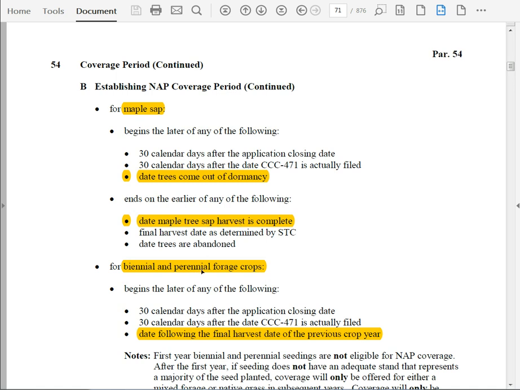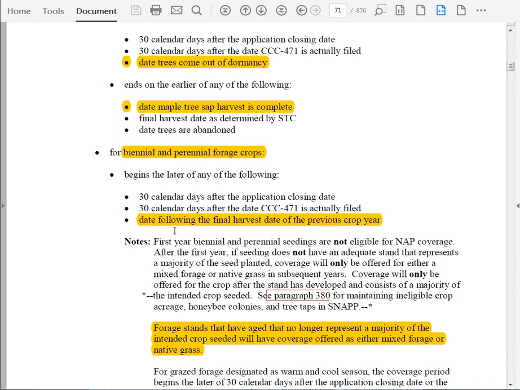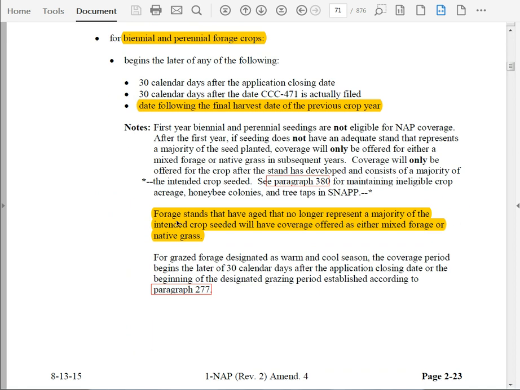For biennial and perennial forage crops, coverage begins the date following the final harvest date of the previous crop year. Forage stands that have aged that no longer represent a majority of the intended crop seeded will have coverage offered as either mixed forage or native grass. So that's important when you're taking down the acreage report, that you are going over the planting with the producer to make sure that that definition has not changed over the years of continuous coverage.